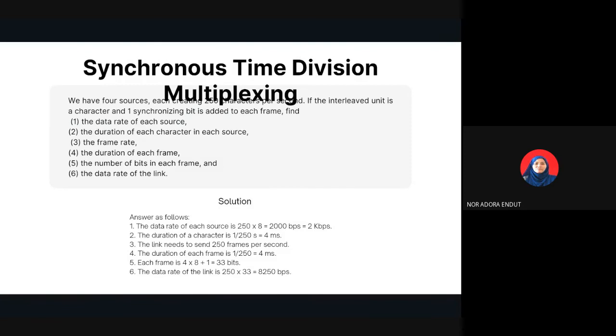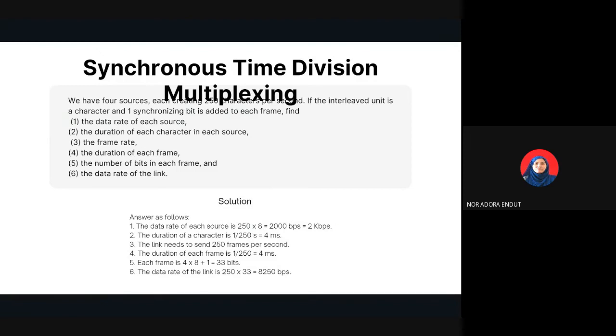Okay. So each character has 8 bits. Now it says each is creating 250 characters. So 250 characters times 8 bits per character makes the data rate 2000 bits per second, or 2 kilobits per second. Okay, so this already covers the first question. So the data rate of each source, that makes each individual source generate data at 2 kilobits per second.